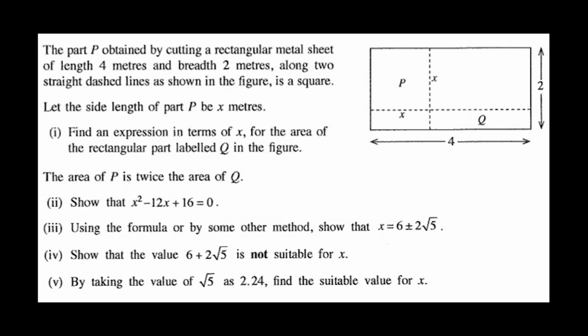So the figure is divided into 4 parts using 2 lines, and they have marked a section P and section Q. Section P is a square and they have taken those dimensions as x. Side length of part P is x meters. Under Roman number 1, they are asking to find an expression in terms of x for the area of the rectangular part labeled Q in the figure. So we have to find the area of section Q of this metal sheet.